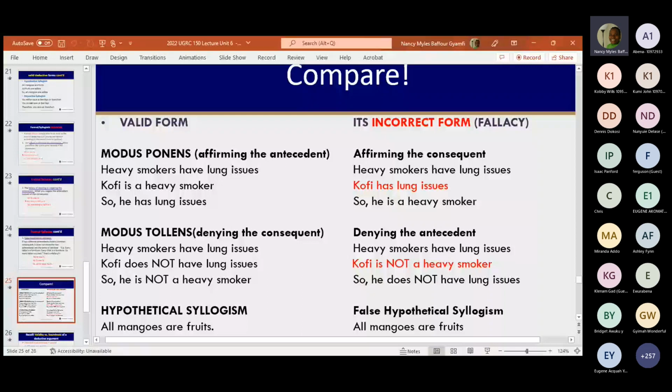Now, when we did modus tollens last week, we said modus tollens and modus ponens both have the same starting point. That's why they are both modus. They have only one universal statement. The rest are particular. So when we finish with all heavy smokers have lunch issues, the next thing we say is Kofi has answered. A particular person now. Therefore, he has answered. So there's only one generalization, or one conditional statement, then the rest follow. That's modus, whether ponens or tollens.